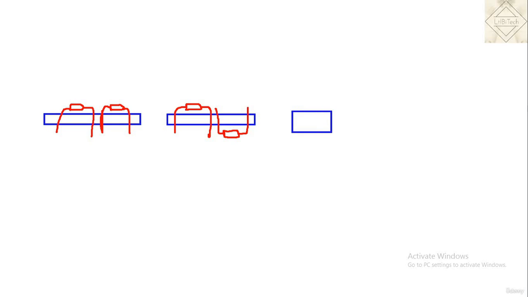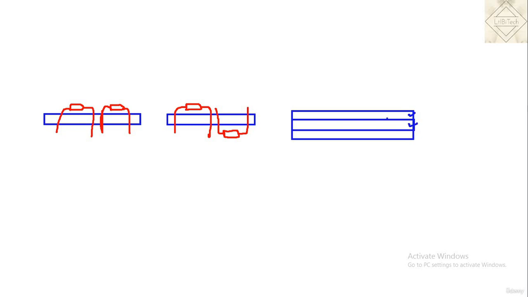So the next one is the multi-layer PCB. Apart from the top copper and the bottom copper, we will also have the internal copper, which is sandwiched between the two. This is one dielectric, this is another dielectric, and this is the internal layer sandwiched between the two different dielectric materials. So this is a multi-layer PCB, which gives you more than two copper layers.